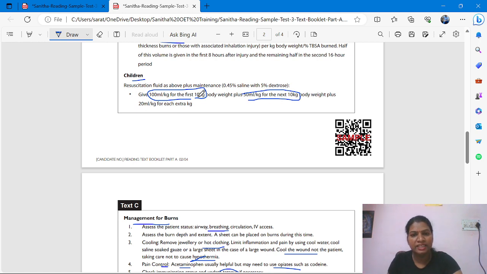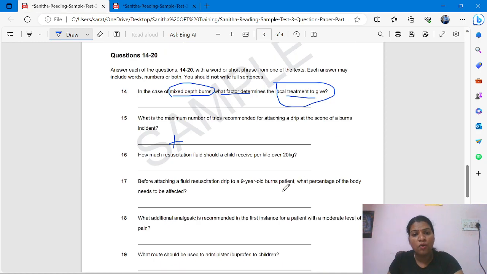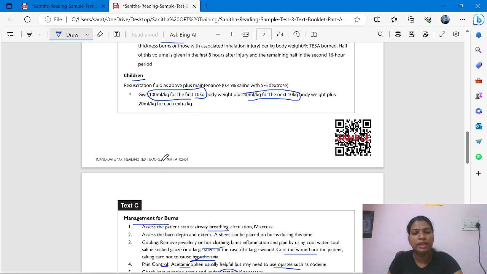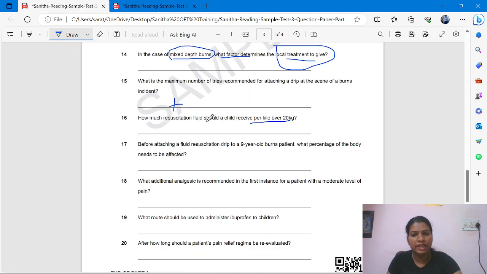Here it is saying 10 kg. If it is next 10 kg, 50 ml per kg, plus 20 ml per kg for each extra 10 kg. What is the question? How much resuscitation fluid should a child receive per kilo over 20? What is the answer here? We have to write 20 here. Okay. Are you getting the answer? You have to read the question carefully. Then only you will get the correct answer.